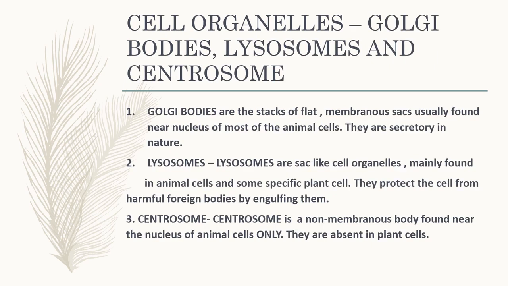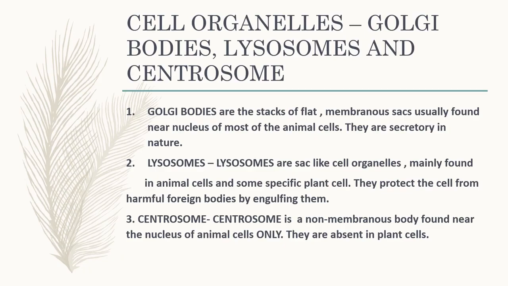Few more cell organelles which we have covered in this chapter are Golgi bodies, lysosomes and centrosomes. Now what are Golgi bodies, lysosomes and centrosome? Golgi bodies are the stacks of flat membranous sacs usually found near the nucleus of most of the animal cells. They are secretory in nature.